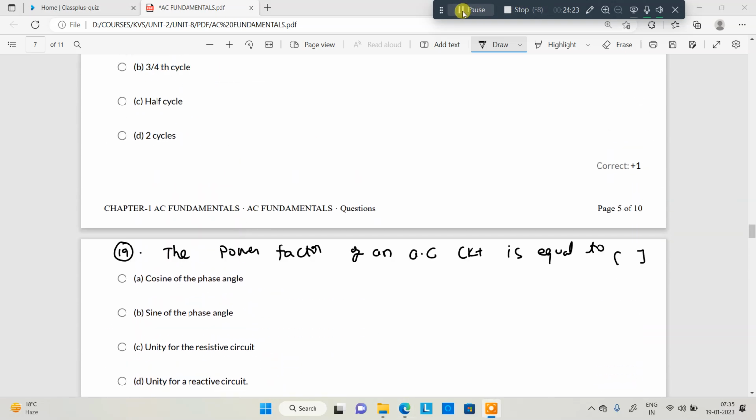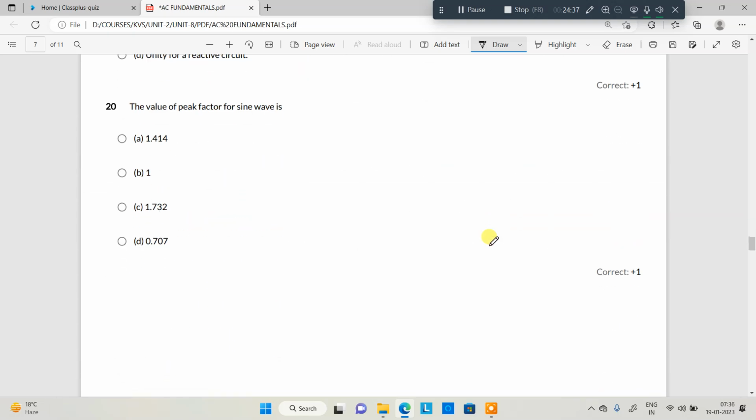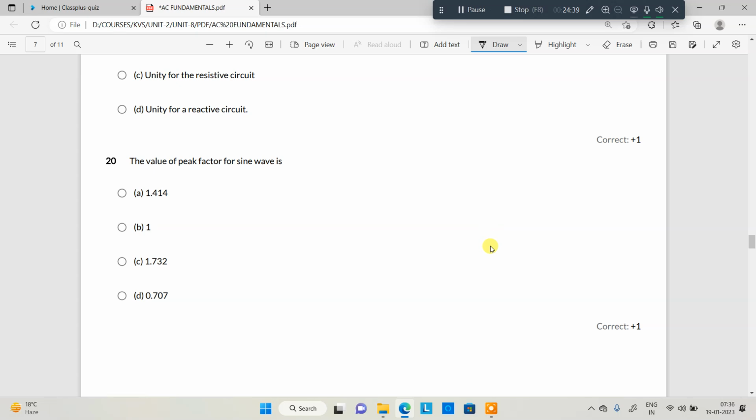Okay, the power factor of an AC circuit is equal to, this is the AC circuit. You know, the power factor, according to the definition, is the cosine of the angle between voltage and current. From the definition, option A is the correct option. And then the last question: the value of peak factor for a sine wave. It is a constant value, 1.414.